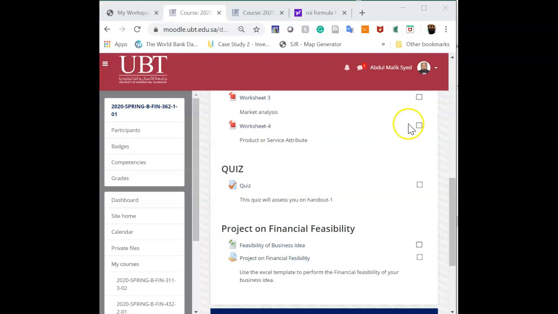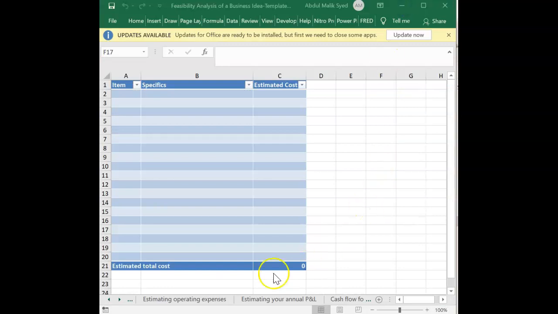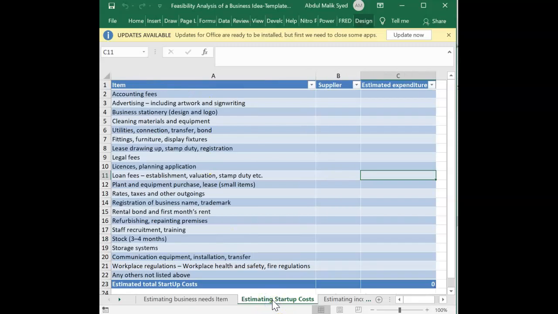Now let me take you to it. If you download this, the template will be something like this. Okay, so you have estimating business needs items. You need to talk about what items you require in order to start your business idea. Okay, and then specifics of these. Similarly, what will be the estimating startup costs? The list of items has already been given to you. If anything is missing, you can add it under any other not listed above, right?